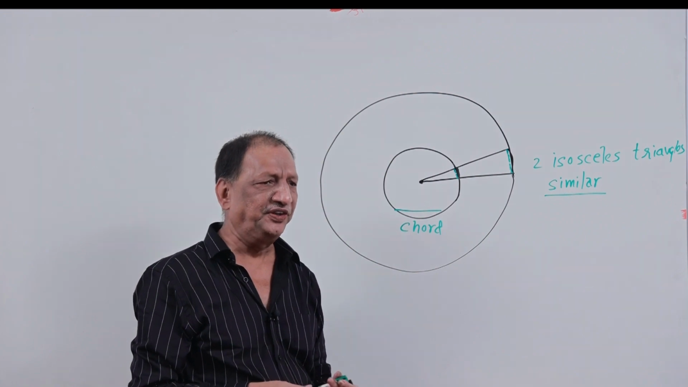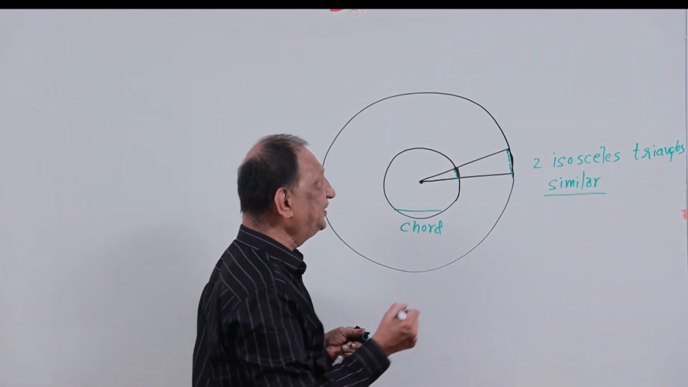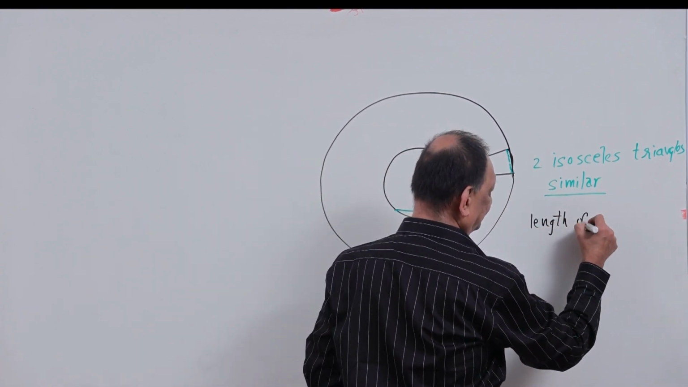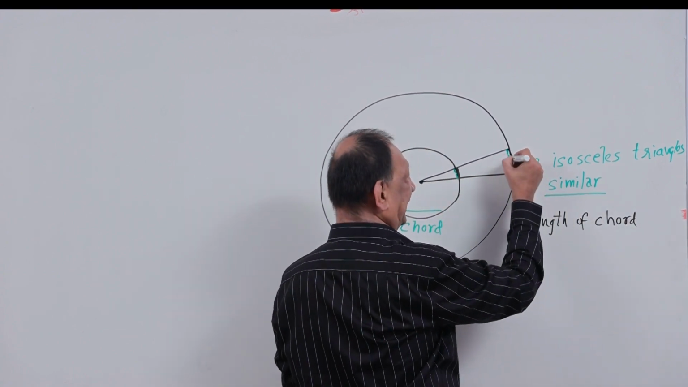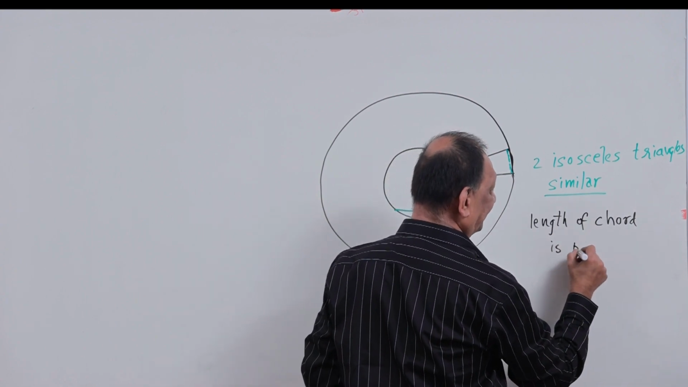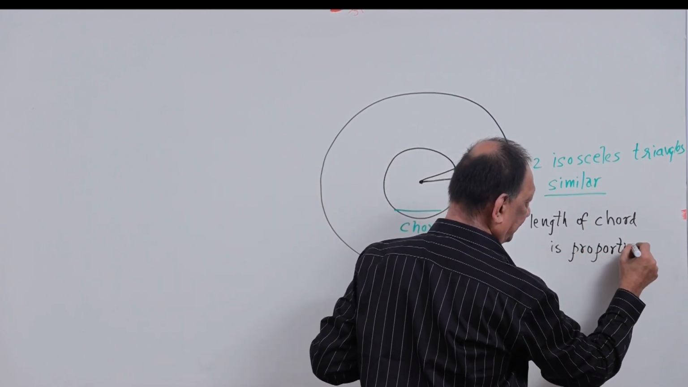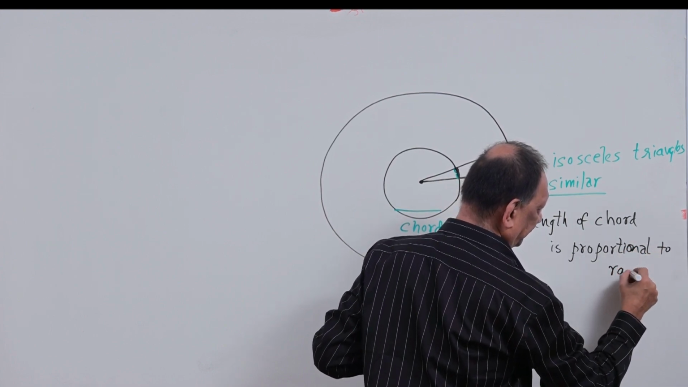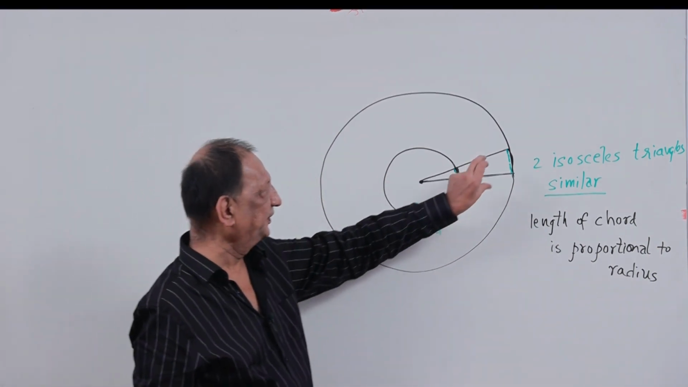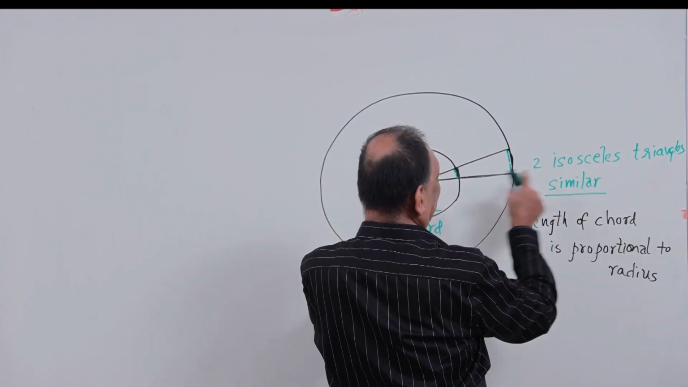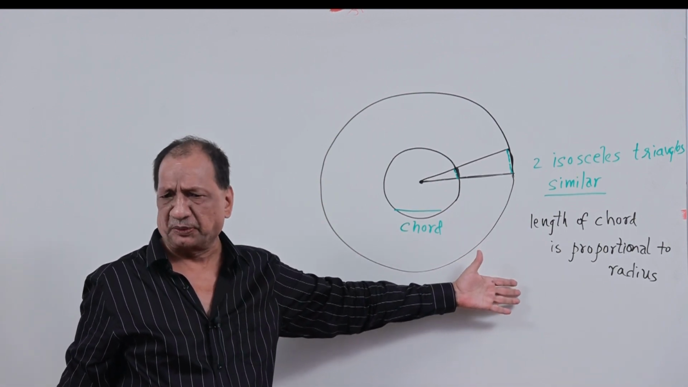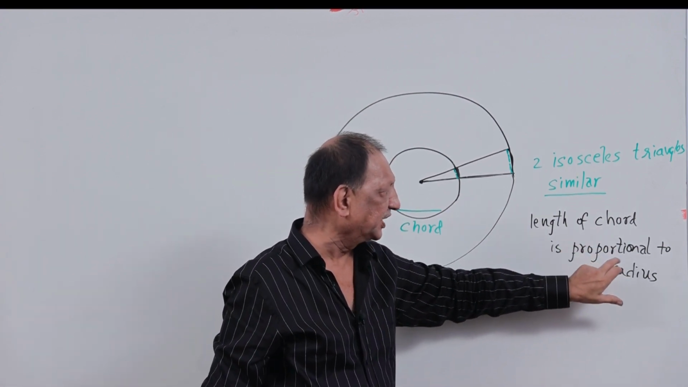They are similar triangles, which means the sides are proportional. If you look at the length of a chord, the length of the chord is proportional to the radius. That means the longer the radius, if you double the radius, the chord length also will get doubled. That's the meaning of that proportionality from Thales Theorem. I am just applying Thales Theorem here for these two triangles. The length of the chord is proportional to the radius.